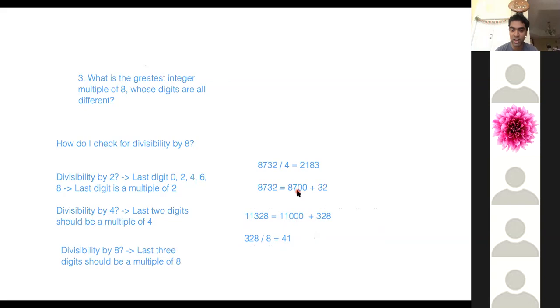We said that 8,700 is a multiple of 4 because it's a multiple of 100, and 100 is a multiple of 4. Similar idea here, 11,000 is a multiple of 1,000, and 1,000 is a multiple of 8. So this whole thing is a multiple of 8. So finally, it just comes down to, is this 328, the last 3 digits, a multiple of 8? If it is, then the whole thing is a multiple of 8. Okay, so now that we have this rule, let's go back to the original question. What is the greatest integer multiple of 8 with all digits being different?